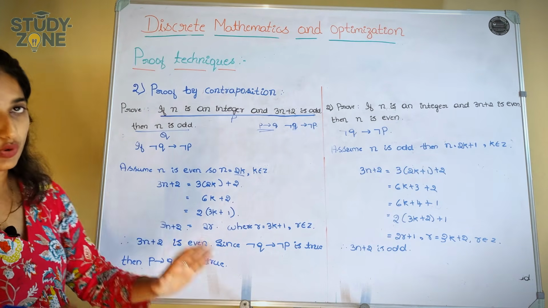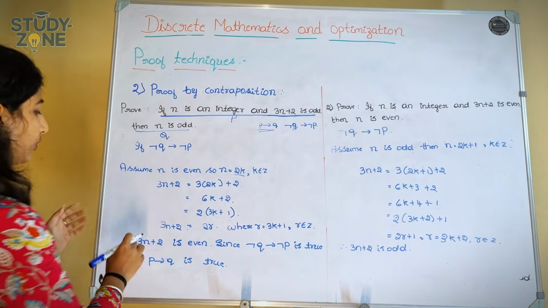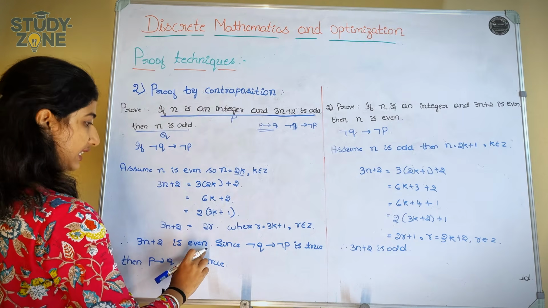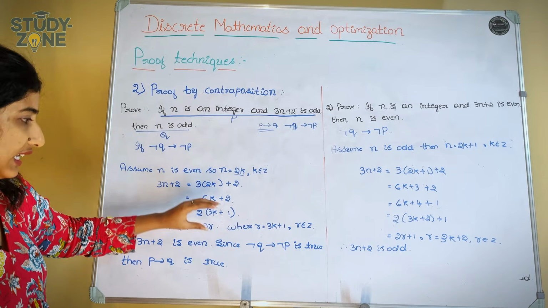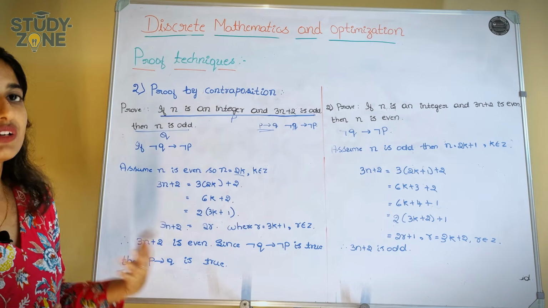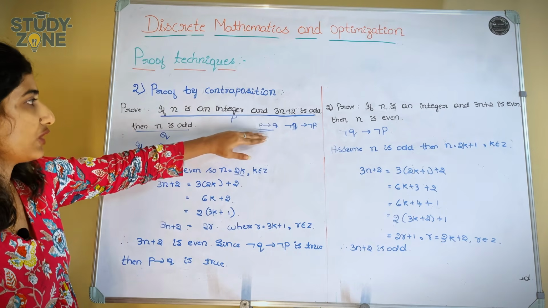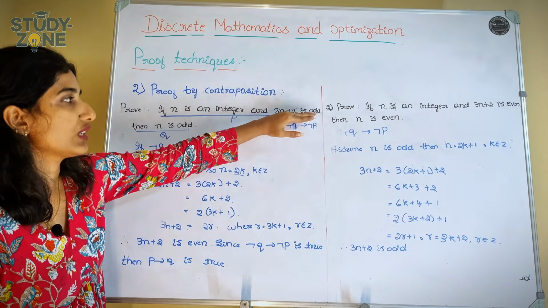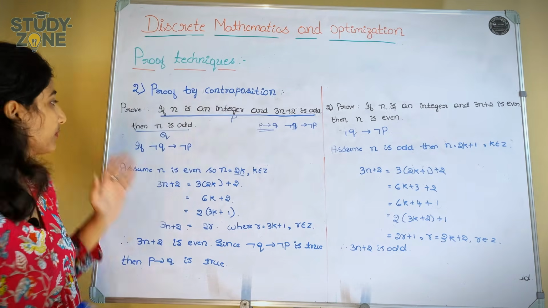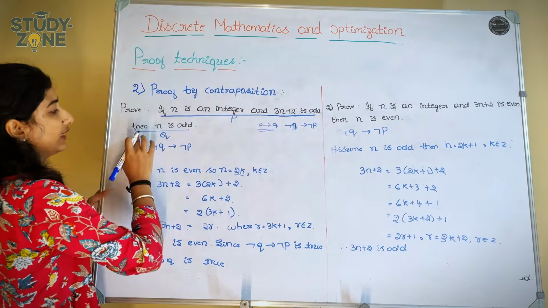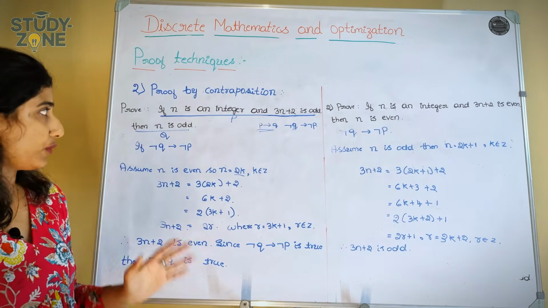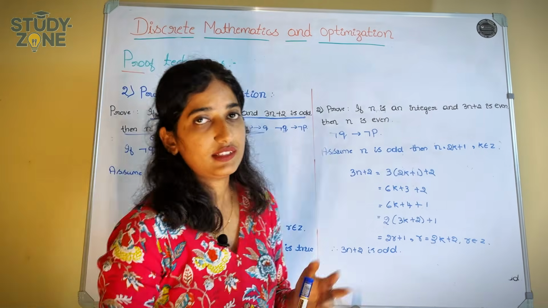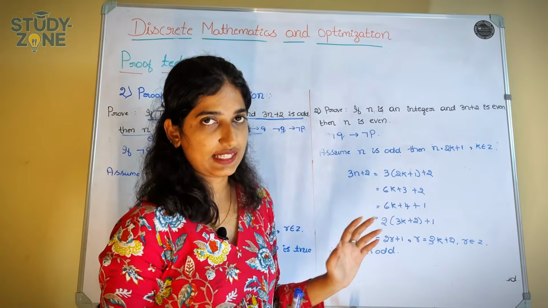Therefore this one is also even. So 3n plus 2 is even, which means negation q implies negation p is true. Therefore we can prove that p implies q, that is, if 3n plus 2 is odd, then n is odd, by the proof of contraposition. Okay, and then let's go to the second example.